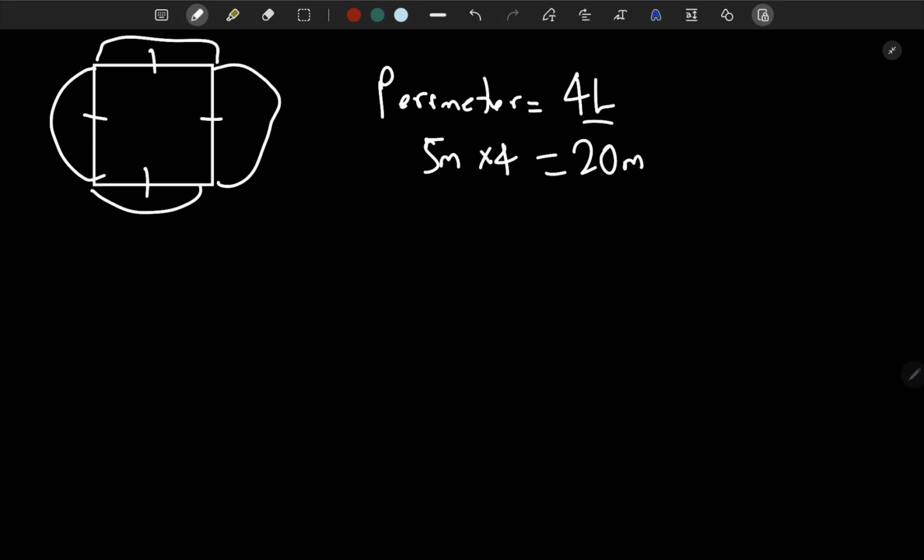Let's move on to rectangle now. So let's say we have this rectangle A, and we are given that the length of the rectangle is 3 and the width of the rectangle is 2 centimeters, and we are told to calculate the area.